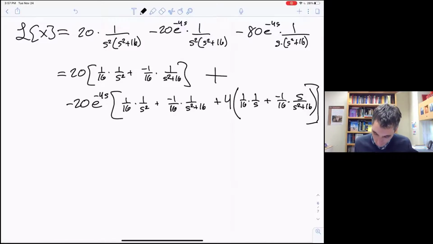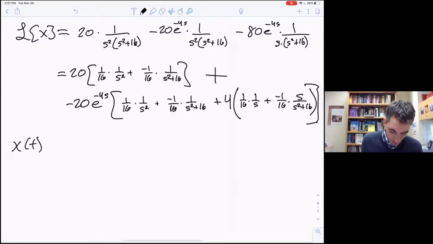Well, there's not too many like terms, is there? And in fact, there's no like terms because this is s squared, this is s, that's s over, and that's 1 over. So yeah, we don't have any like terms in this case. Okay, so now we're essentially ready to figure out what x of t is using inverse Laplace transform.